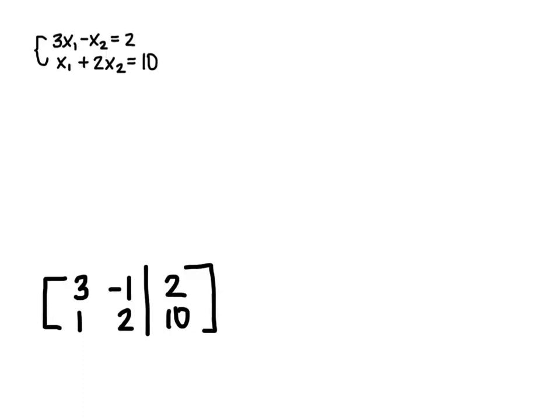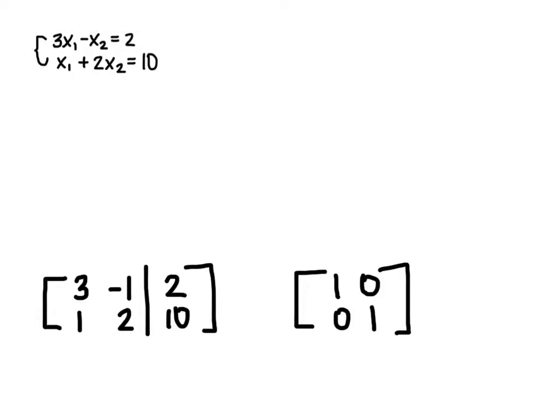The goal of Gaussian elimination is to transform this left-hand side of 3, -1, 1, and 2 into the identity matrix. The identity matrix for this 2 by 2 matrix looks like 1, 0, 0, 1, where there are always going to be ones on the main diagonal going from the upper left to the lower right, and every other element is going to be 0. Once we can transform this left-hand side into the identity matrix, the other two entries, instead of 2 and 10, are going to be the answers for x sub 1 and x sub 2.